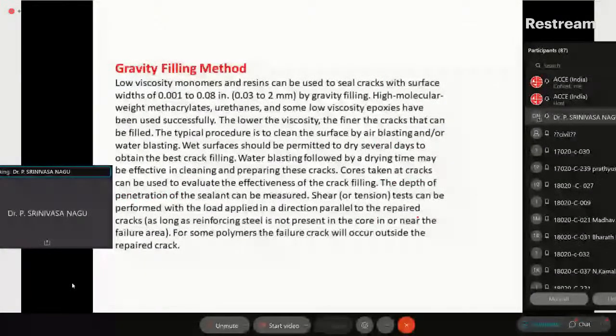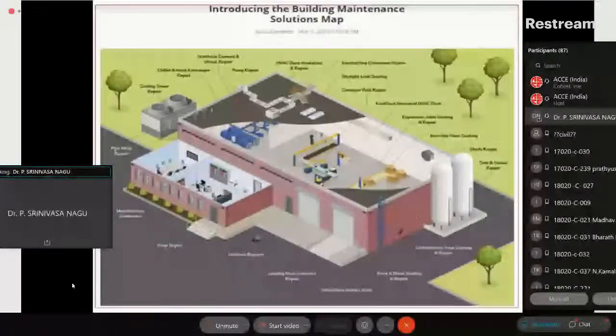Okay, then the gravity filling. There are certain ways. Sometimes we cannot interfere there. You have to select proper material so that the material fills in through gravity, like that. Okay, and like that you can see if there's a big complex, it requires a maintenance solution.